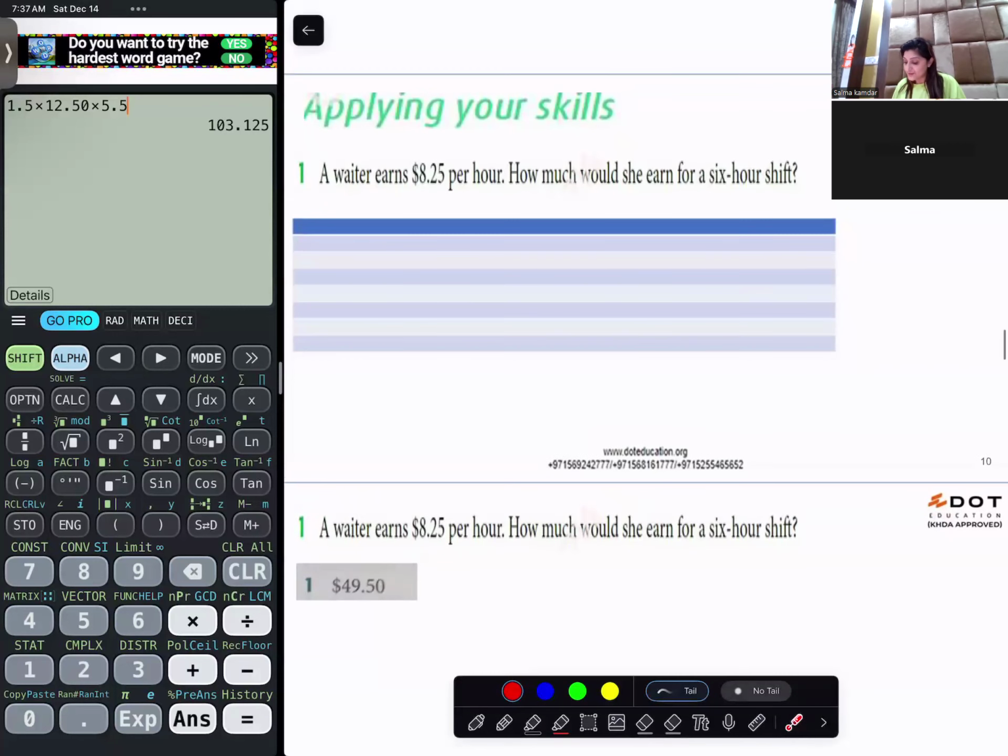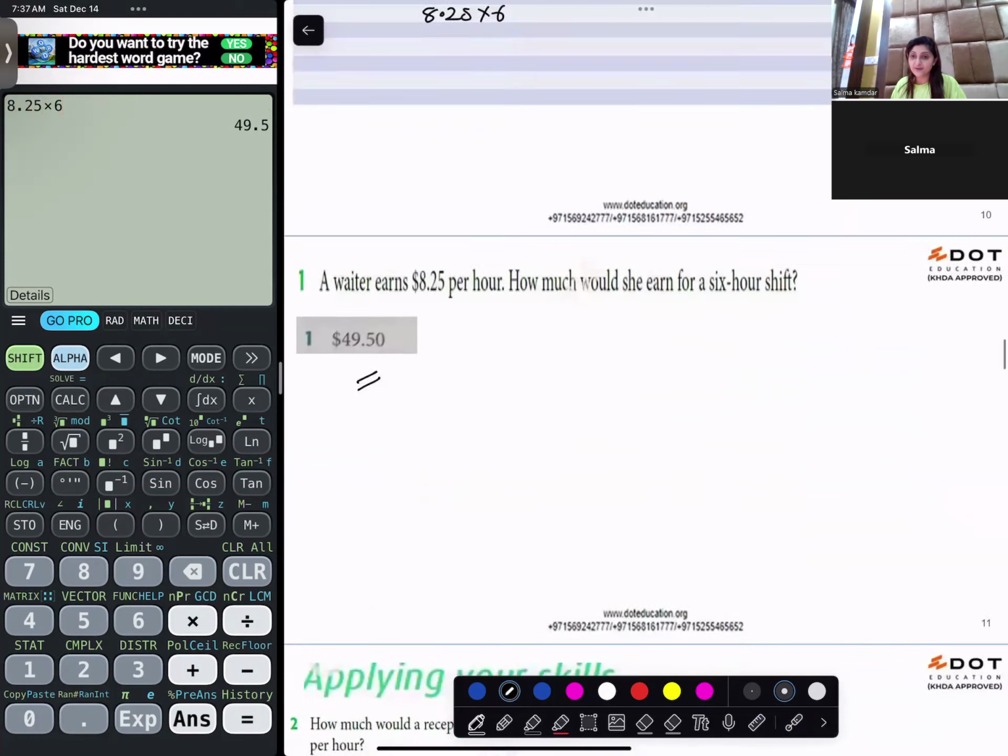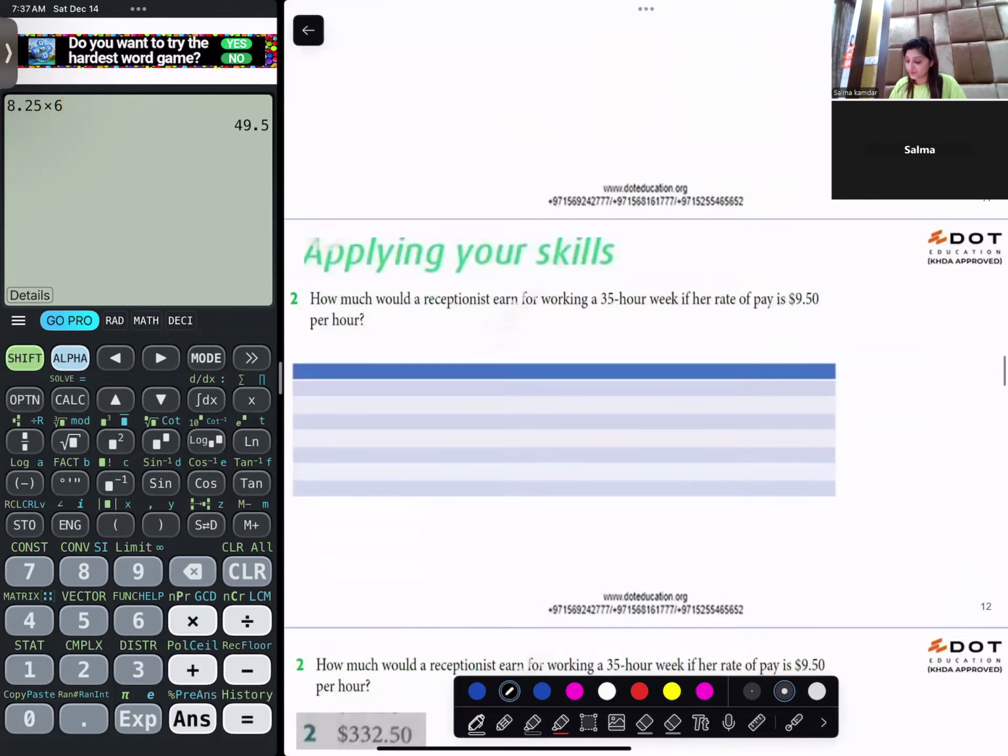Let's apply our skills. A waiter earns 8.25 per hour. How much would he earn for a 6 hour shift? So what do you do? You will multiply 8.25 by 6. So he would receive 49.50 for a 6 hour shift.